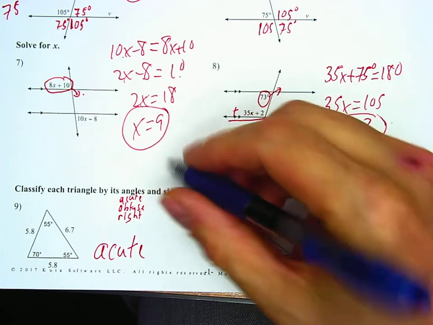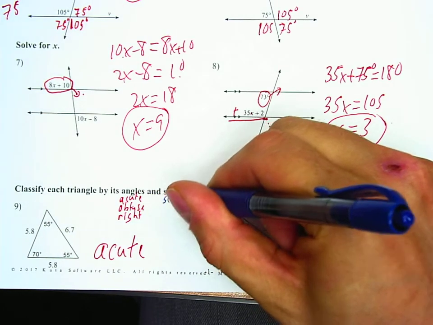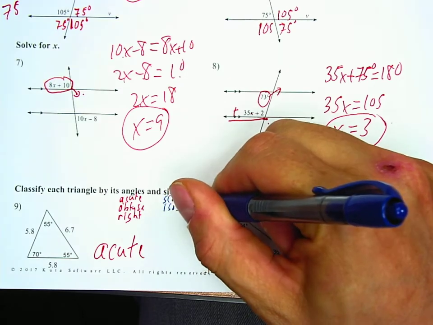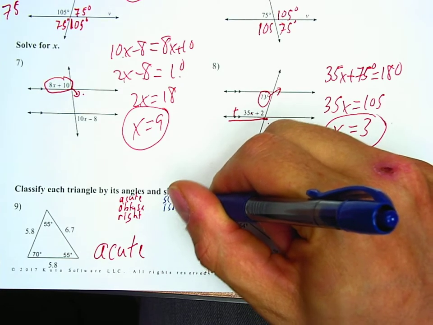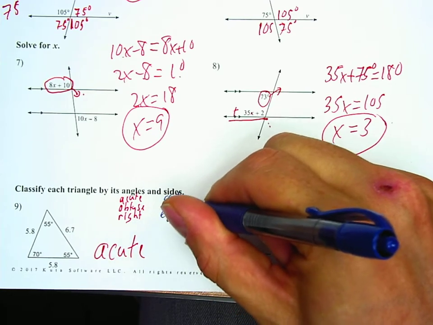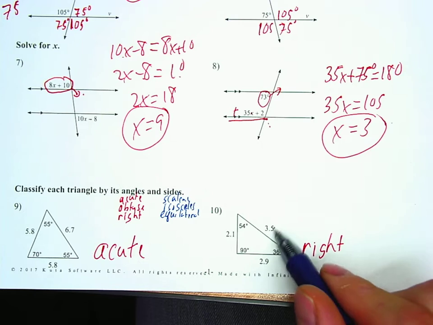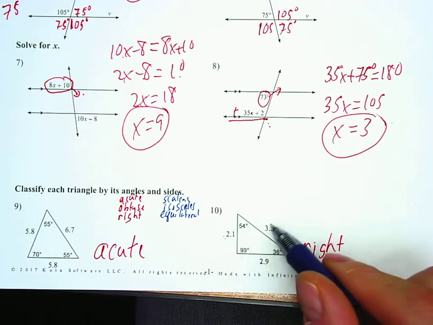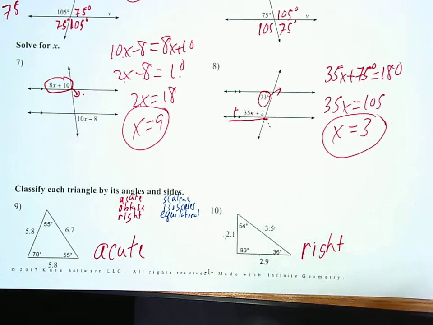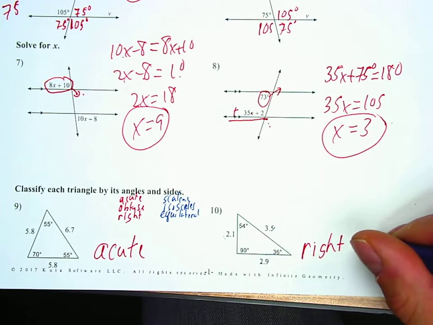The side names. We have scalene, isosceles, or isosceles, depending on how you say it, and equilateral. So when I look at the sides, if all of them are different, we can call that scalene. All of them are different lengths, these 3 sides at number 10, 2 1/10, 3 5/10, 2 9/10. That we call scalene.